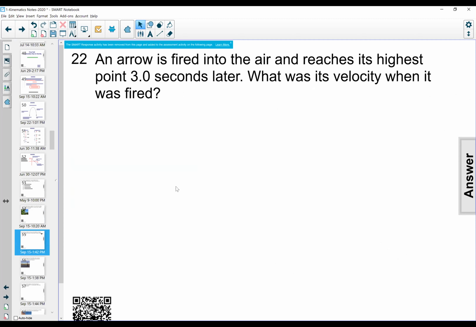All right. An arrow is fired into the air and reaches its highest point 3 seconds later. What was its velocity when it was fired?